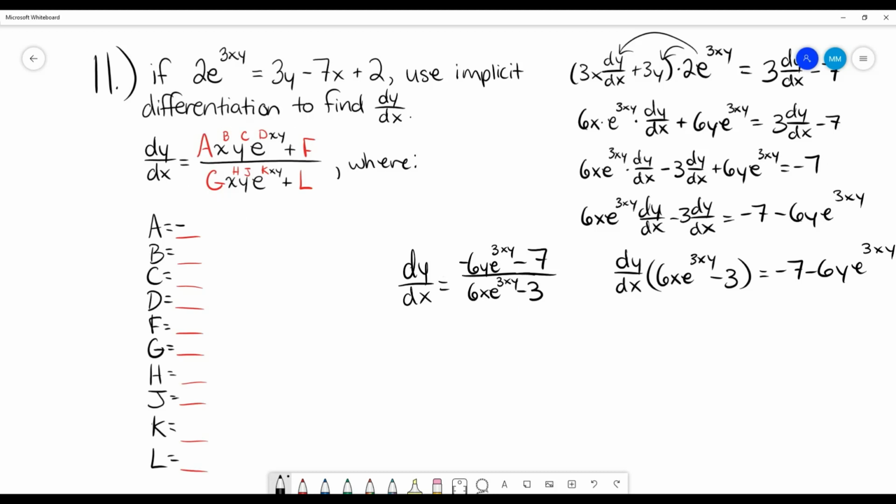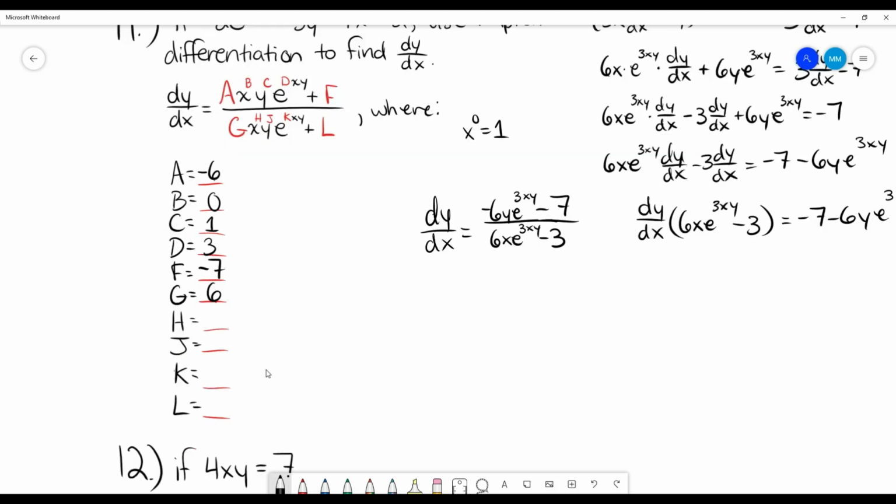So we see our a is going to be negative 6. For our x to the power of b, well, we don't have an x, which means that it has to be x to the power of 0, because that's going to equal 1. So b is 0. We've got a y to the power of 1. e to the power of 3xy plus f. Our f has to be negative 7. That's why I moved that around. And then on the bottom, our g is also going to be 6. And we do have an x this time, so it's x to the power of 1. We don't have a y, so our y exponent has to be 0, for the same reason, it's going to equal 1. So j is 0. And then e to the power of kxy, so it's 3, minus 3, so plus l. l is negative 3.